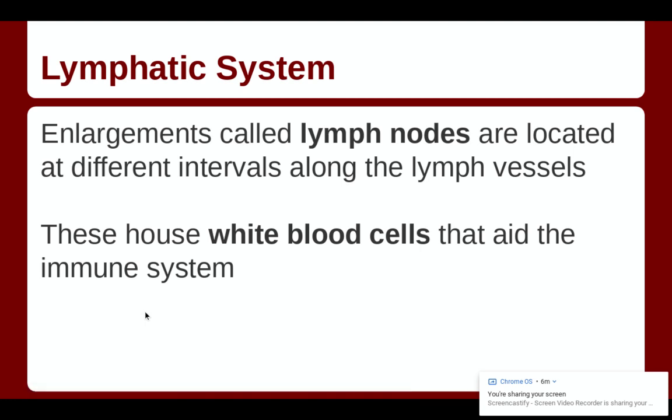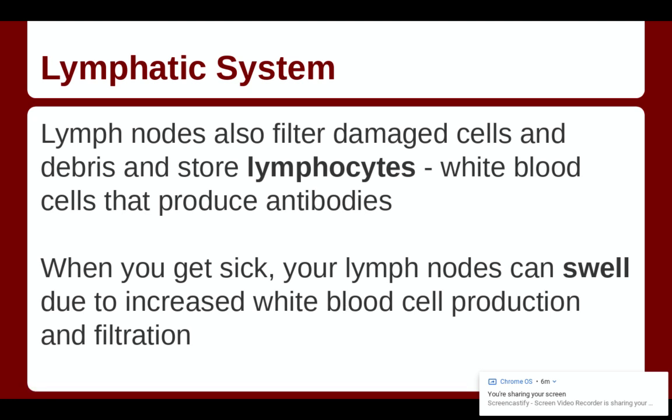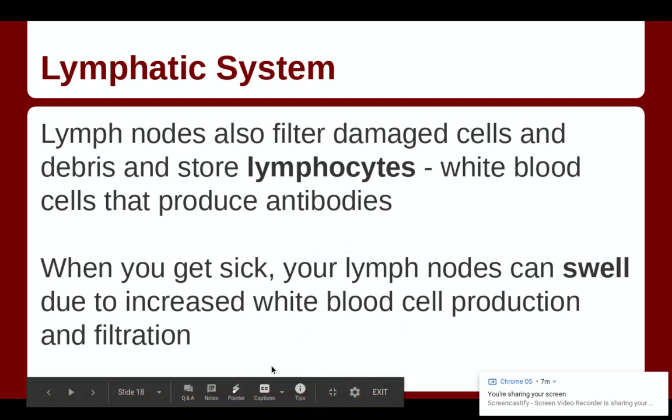The enlargements called lymph nodes are located at different intervals along the lymph vessels. These house the white blood cells that we'll talk a lot about next in chapter 12 that help with the immune system. The lymph nodes also filter out damaged cells and other debris, and they store the lymphocytes, which are white blood cells that produce antibodies, which we'll talk about in chapter 12.